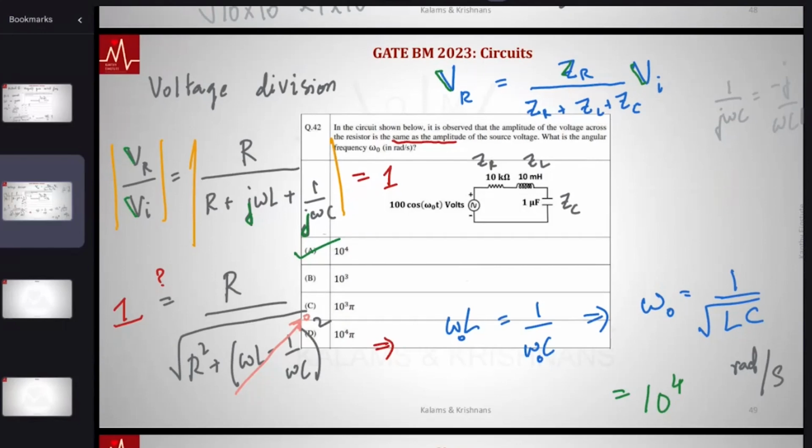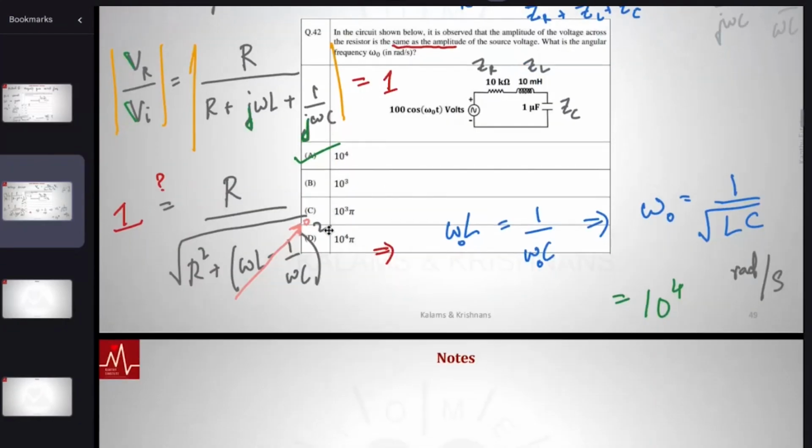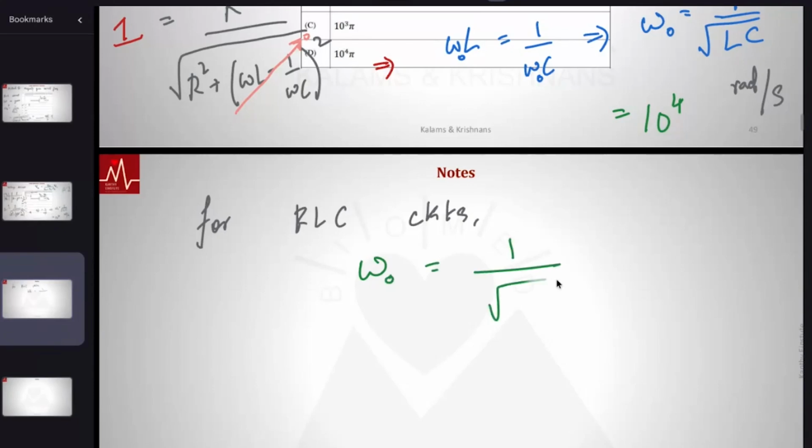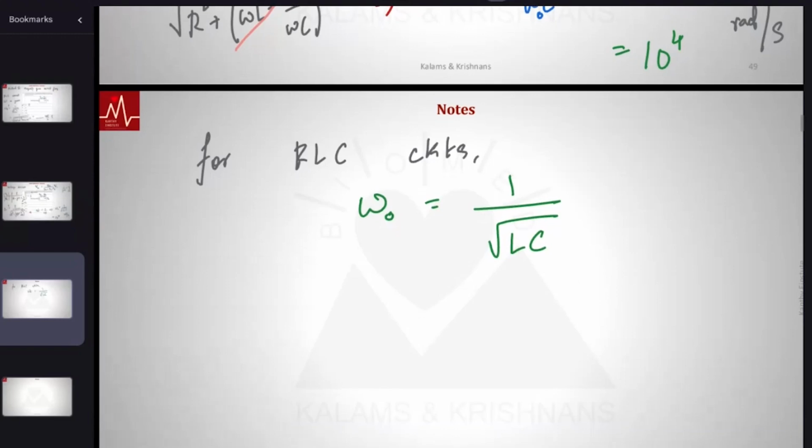Here it turns out to be correct. Okay, point number 1. And notice, for RLC circuits, omega naught equals 1 by square root of LC. This is what I refer to as the magic frequency. Magically gets you the answer.